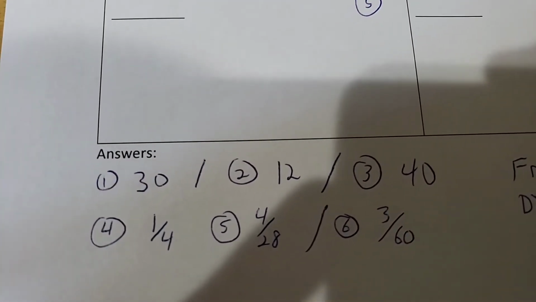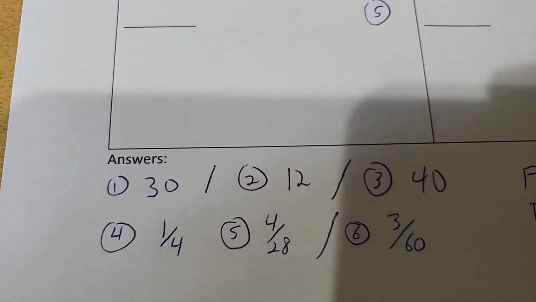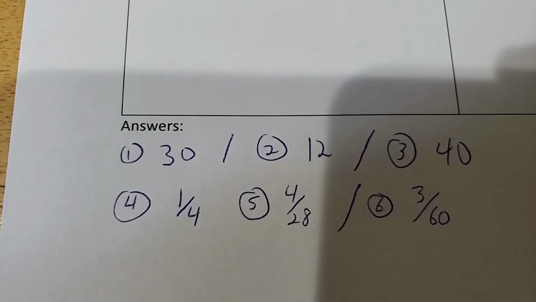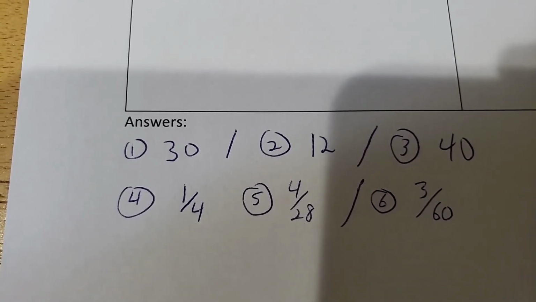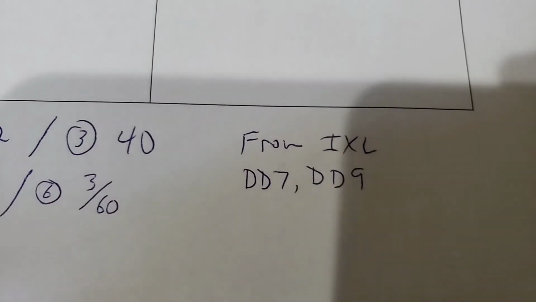Number 1 was 30, 2 was 12, 3 was 40, number 4 was 1 out of 4, number 5, 4 out of 28. And number 6, 3 out of 60. And these came from IXL DD7 and DD9.